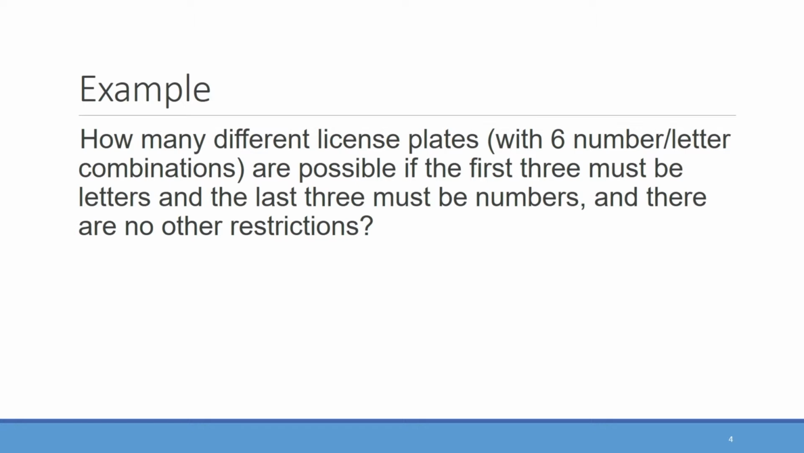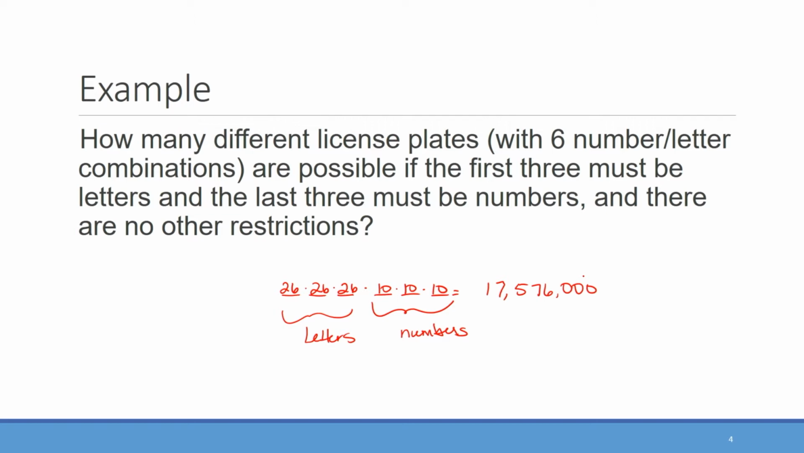Okay, so if we want to figure this out, then we're really going to use the multiplication rule. Because we have a license plate that has 6 positions on it, and the first 3 must be letters, and the second 3 must be numbers. And we can repeat, we don't have any other restrictions, so then all we do is say, well, there's 26 possibilities here, and here, and here, for the letters, and then for the numbers 10 and 10 and 10. So we just multiply all of those numbers together and we end up with 17,576,000 different possibilities for license plates.